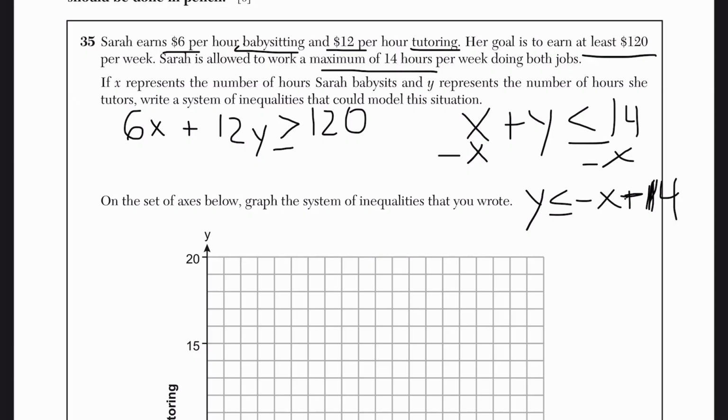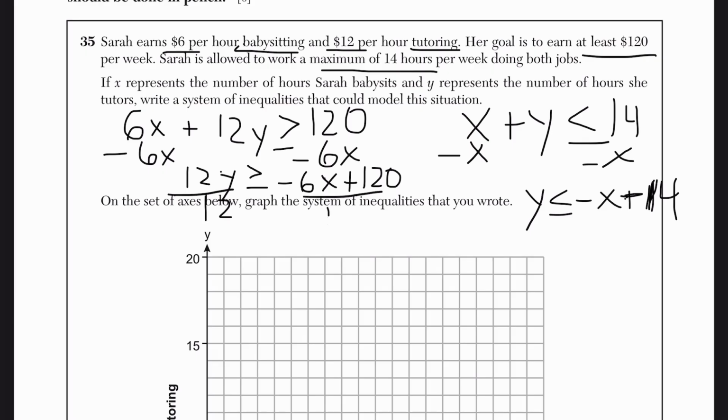The other one, a bit trickier. You'd have to subtract 6x from both sides. So you get 12y is greater than or equal to negative 6x plus 120. Then you divide by 12. So you get y is greater than or equal to negative 1/2 x plus 10.